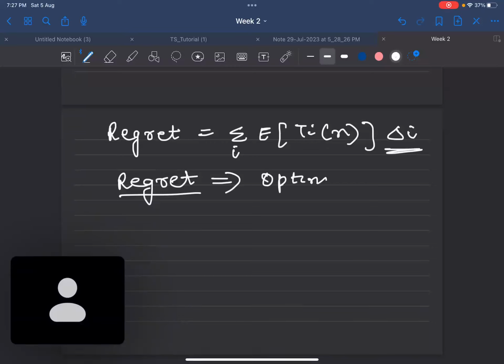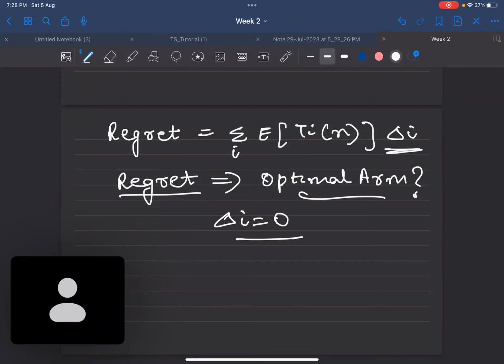What is the regret of the optimal arm? Zero. Why? Because delta I is 0. Why is delta 0? Q star of A star, and that is also the optimal arm, so the difference is basically 0.